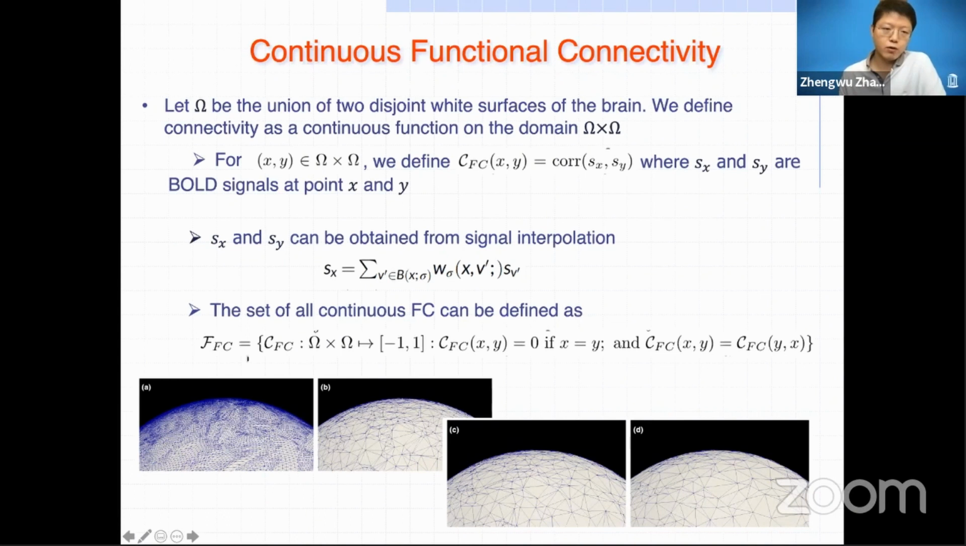This is the set of all functional connectivities, which is the mapping from omega cross omega to [-1, 1]. Depending on how you define the connectivity, this range can change. And then we also have symmetry constraints, because (X, Y) and (Y, X) have the same connectivity. We let the diagonal equal 0 because we don't really care about the self-connection. It can be equal to 1 as well.